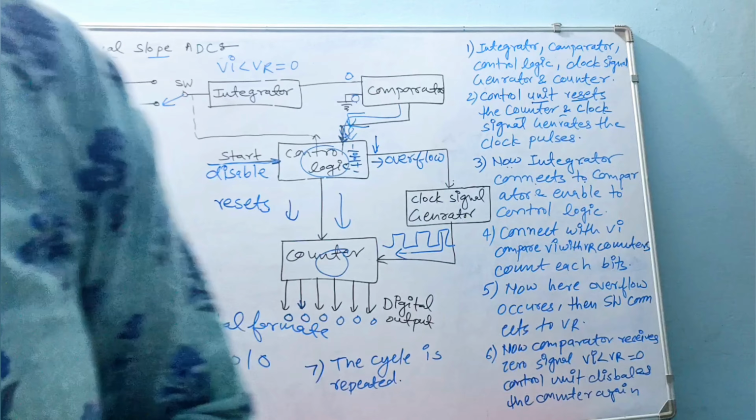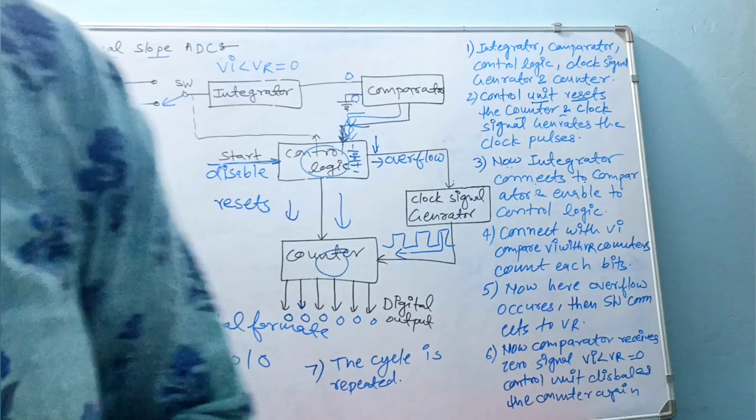Now we can discuss the third point. External input Vi is applied to the non-inverting terminal. Non-inverting terminal means positive terminal, and VR is applied across the negative terminal.